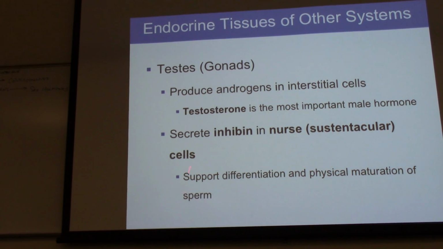Testes make testosterone, which is the most important male hormone. Inhibin is a hormone that's made by the sustentacular cells. These are cells that are in the gonad, in the testes, and they cause the sperm cells to be created, turned into sperm cells, and then for them to physically mature. When we get to the reproductive system, you'll learn just how complex it is to make a sperm cell, and also just how complex it is to make an egg.